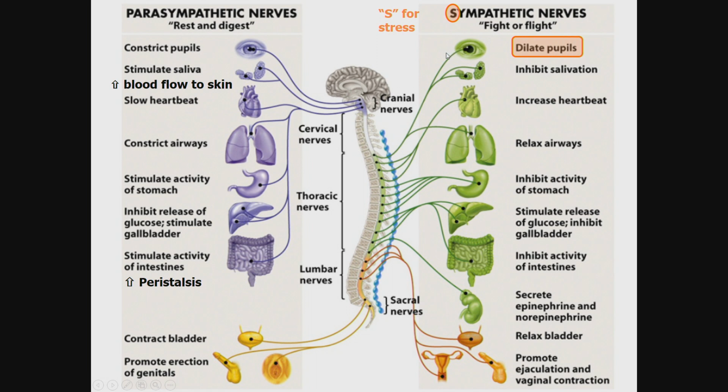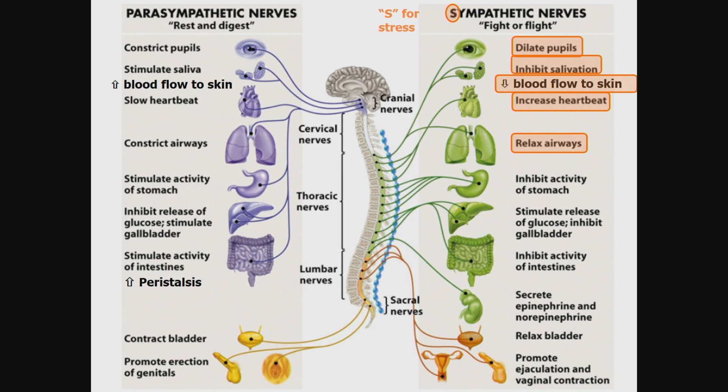So let's go through the sympathetic side of it. It causes dilation of pupils to take in more information, more light enters the eye. Inhibits salivation because saliva is a part of the digestive system, not required if you are fighting or fleeing. Also decreased blood flow to skin. Increases the heart rate to increase blood flow to all tissues.